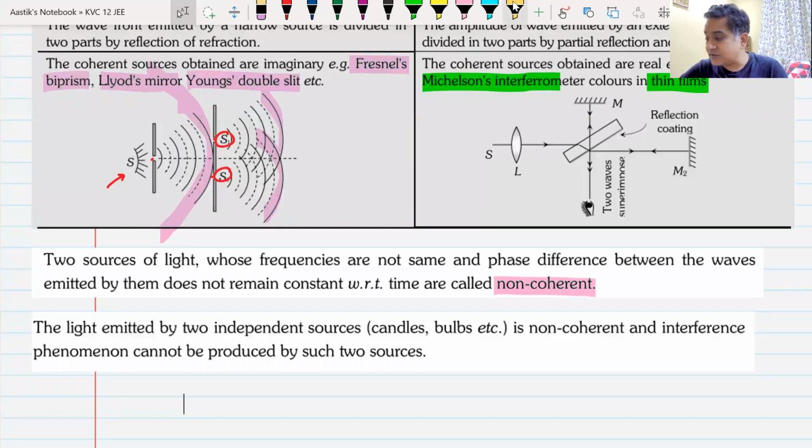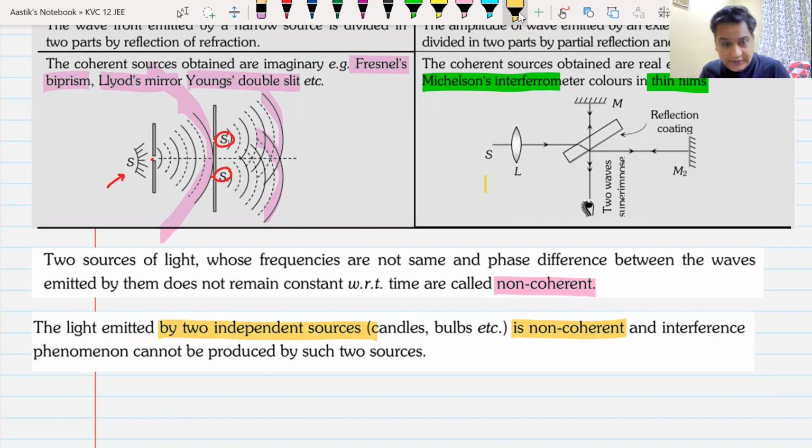two independent sources, two different sources of light cannot produce coherent sources. They are always non-coherent, no matter how you produce them. Coherent sources of light can only be produced by a single source of light. Two methods: division of wavefront, division of amplitude.